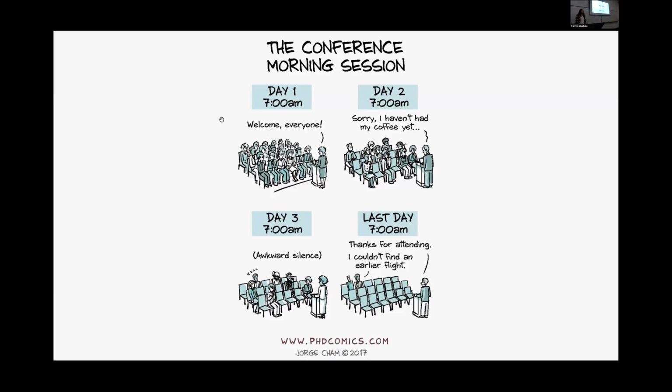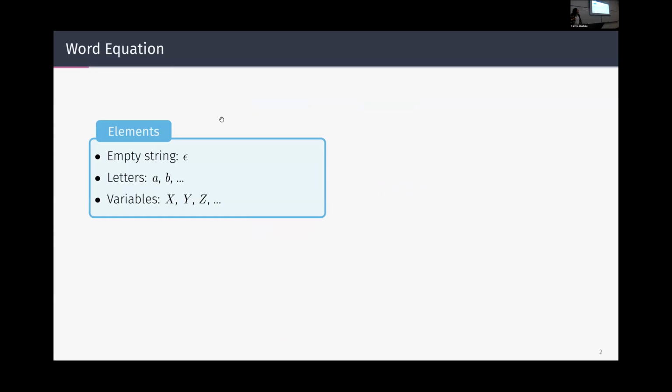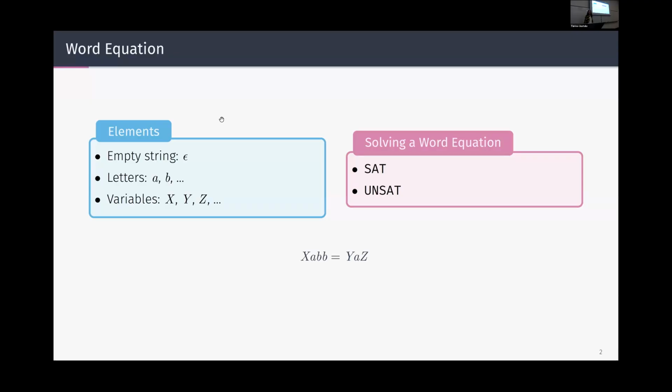And the talk of today will be about word equations. So word equations are equations made of letters and variables. And the main idea is to find whether they are sat or unsat. So for instance, we have this word equation here, and we want to find a substitution that makes both sides equal. And in that exact situation, with x maps to a, y maps to a, and z maps to b and b, both sides become equal. So this problem is satisfiable. Nice.